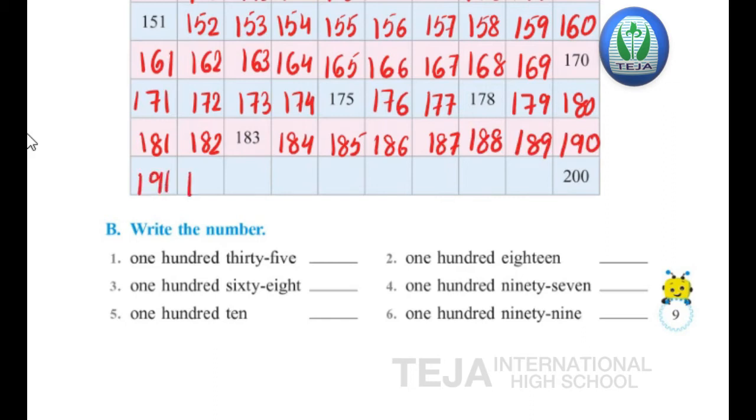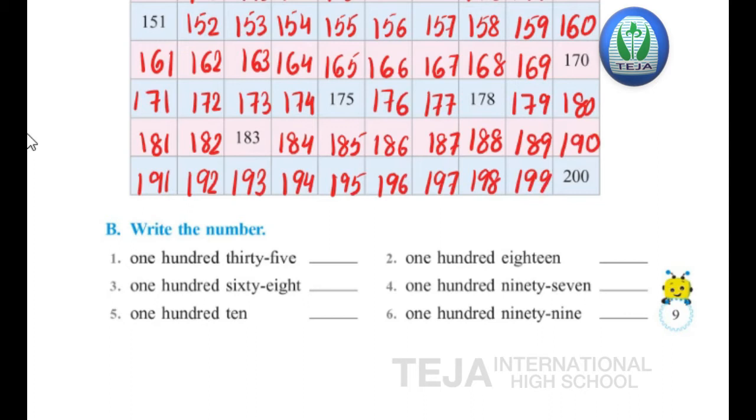191, 192, 193, 194, 195, 196, 197, 198, 199, and the last number is 200. Now we have written the numbers from 101 to 200.